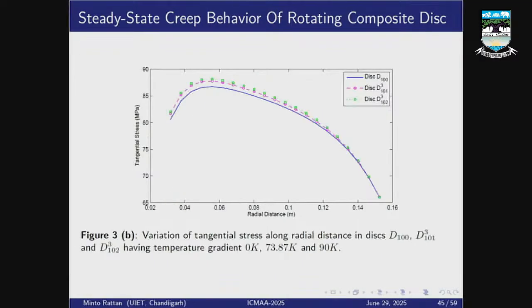Further, the effect of different temperature profile on tangential stresses as shown in the given figure 3b is very small. The graph shows that the tangential stresses increase from inner radius, attain maximum values and then decrease as one approaches outer radius. The tangential stress is lowest for disk D100 with uniform profile and highest for disk D102 with non-uniform profile as compared to other disks.